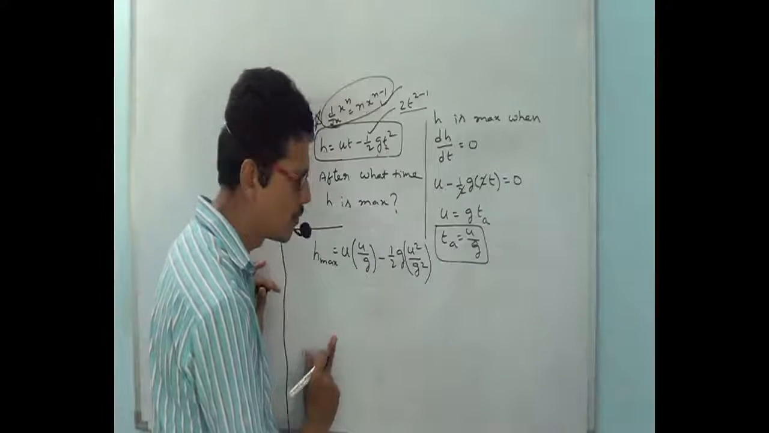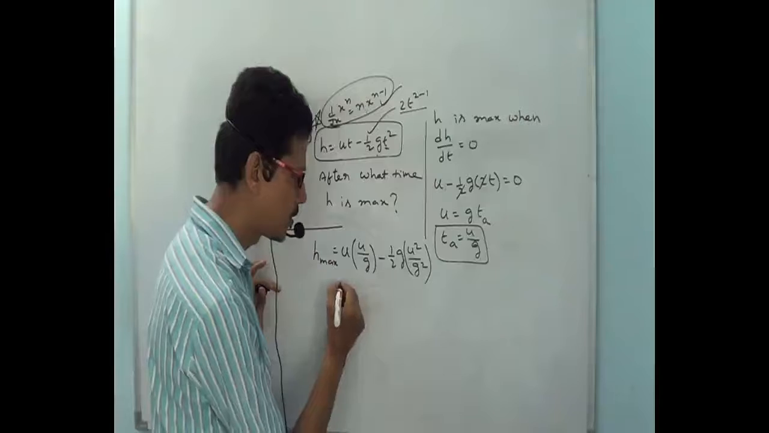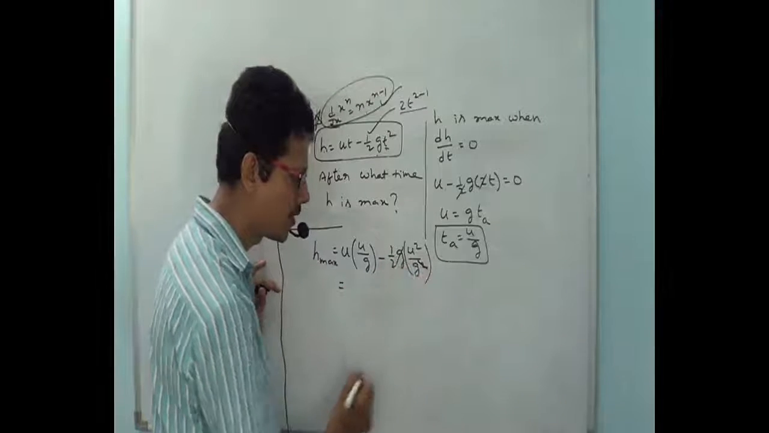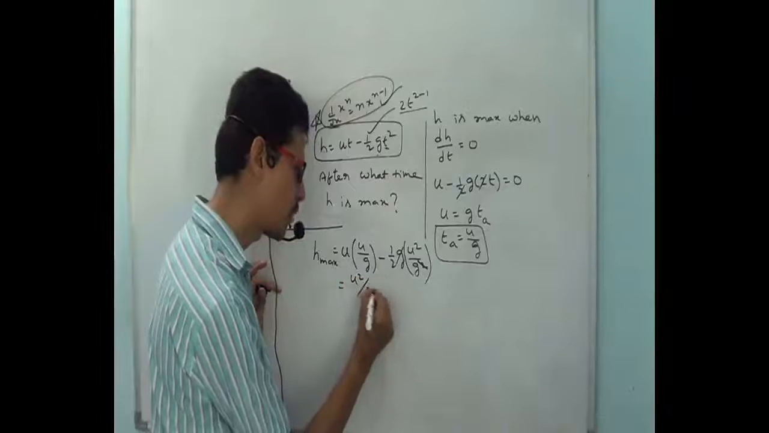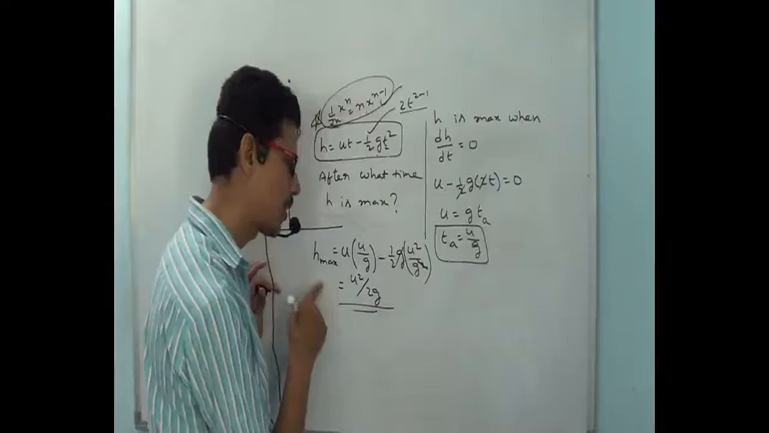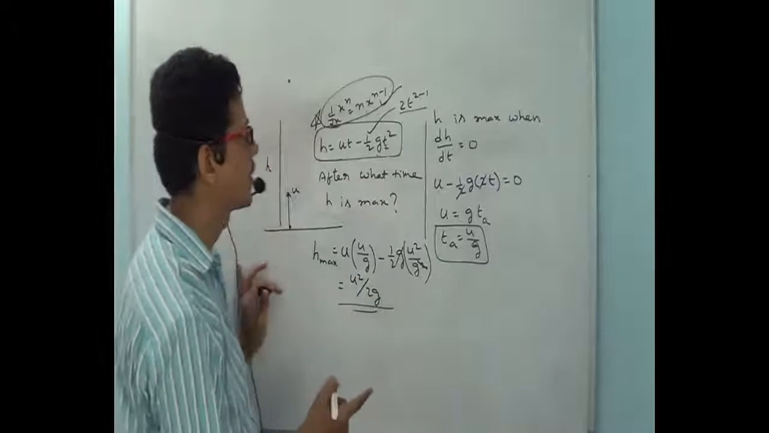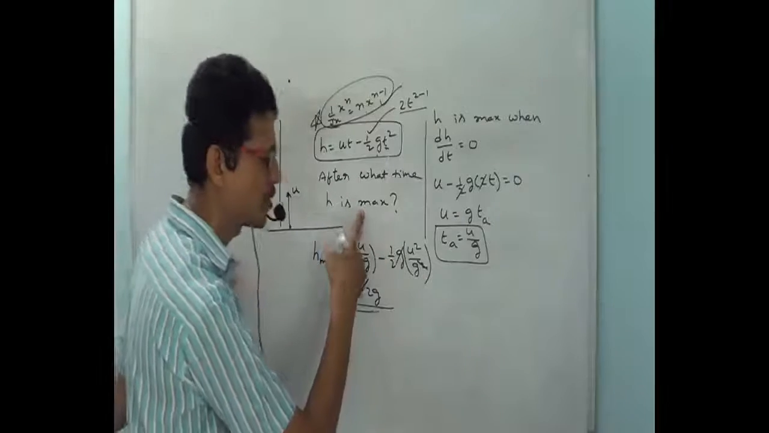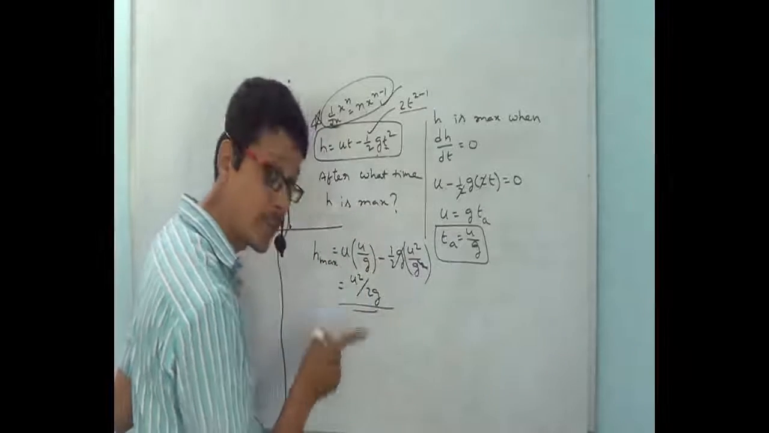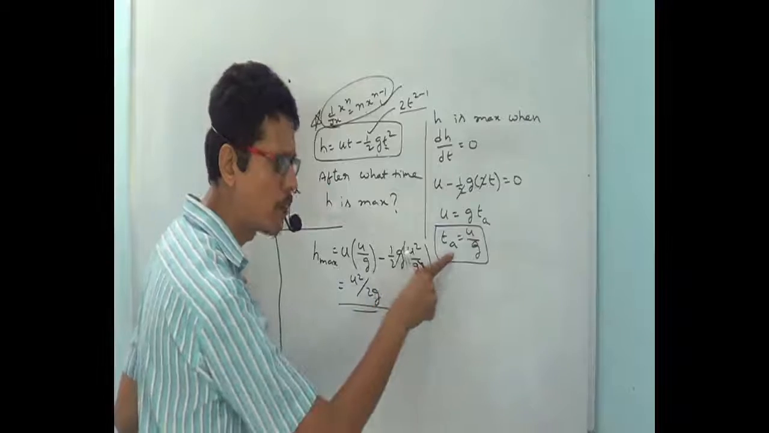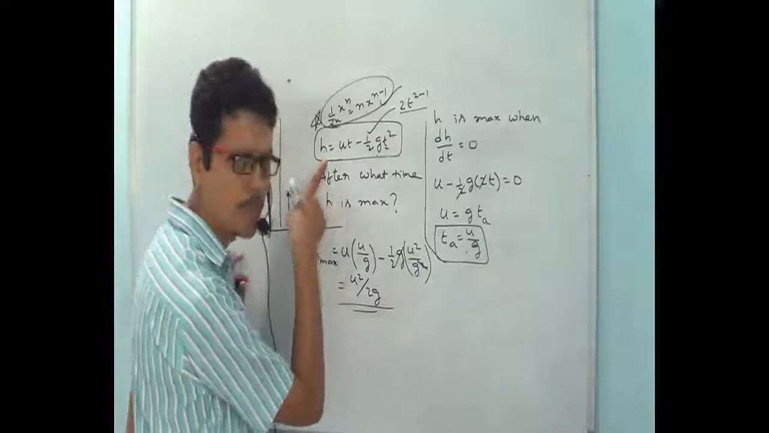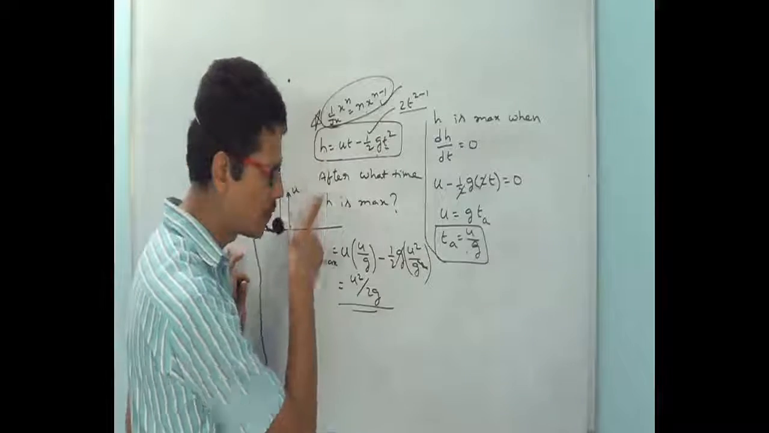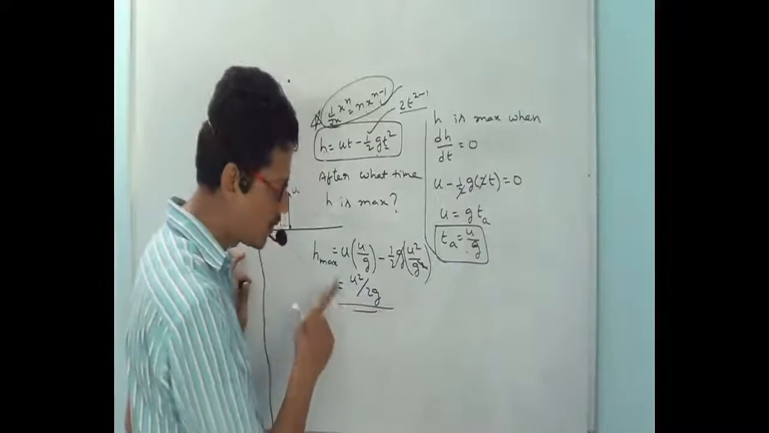Are you understanding? So u square by g minus 1g will be cancelled here. U square by g minus u square by 2g. What is the answer? U square by 2g is the answer. This is not asked. Only one question is asked here. If this question is asked, what is the maximum height? You know the time when the height is maximum, that time you substitute here, then you will get the maximum height. Are you understanding? So even in some cases this also will be asked.